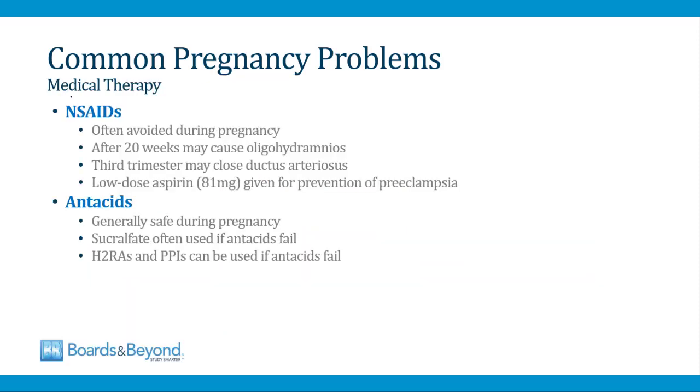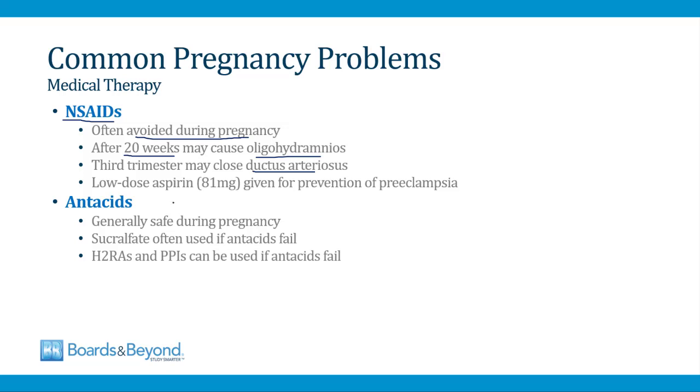I'll finish this video by mentioning two specific medical therapies that often come up in relation to pregnancy. The first is NSAIDs. So you should know that NSAIDs are often avoided during pregnancy, although studies have shown that when women do take NSAIDs in pregnancy, the overall risk is relatively low. The reason NSAIDs are usually avoided is because after 20 weeks they can impair fetal urine production, and this can lead to oligohydramnios. In addition, in the third trimester, NSAIDs can close the ductus arteriosus.